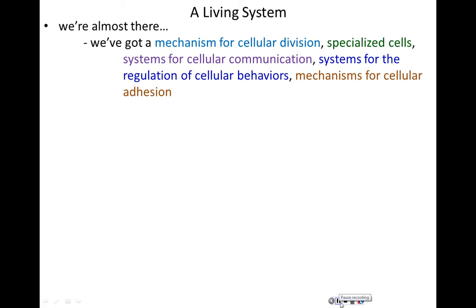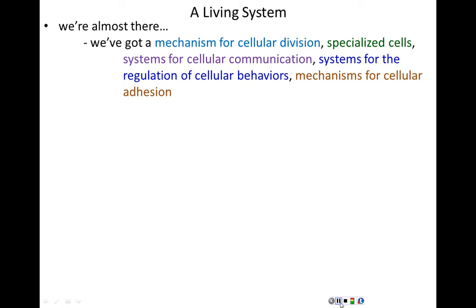What we've got so far from all that we've covered in the last few lectures is we've got a mechanism for cell division. It's the cell cycle. We have a mechanism for specialized cells. Well, my God, I mean, that's pretty much what we covered for the whole first two-thirds of the course. That's gene expression, the central dogma. That's intracellular compartments, protein formation, protein transport. That's everything we've talked about.